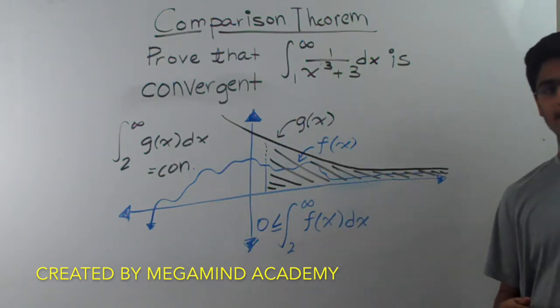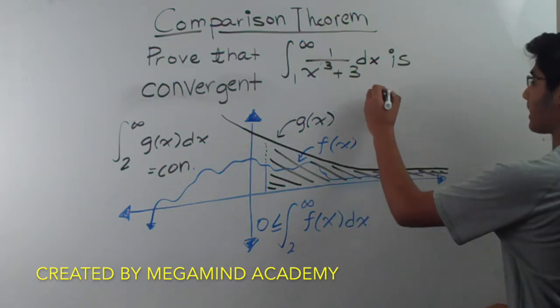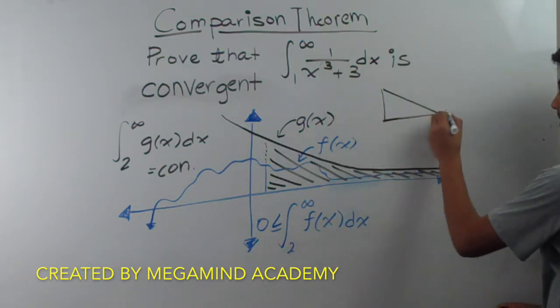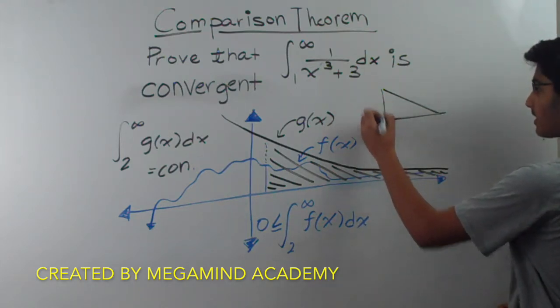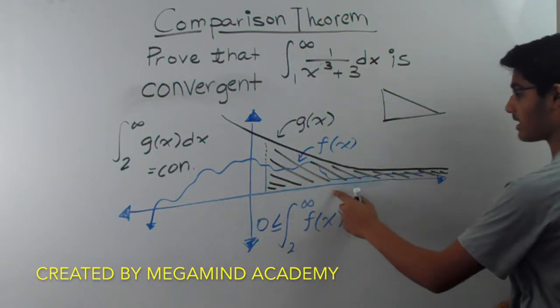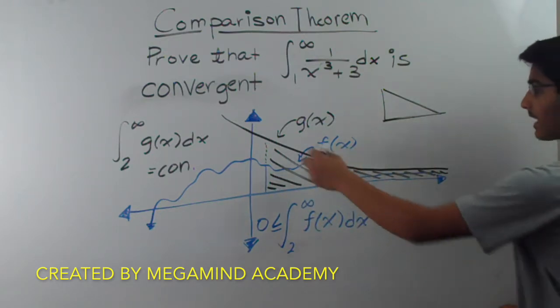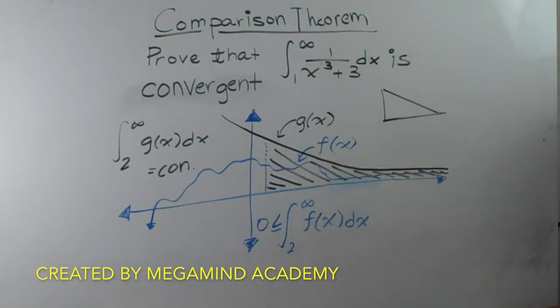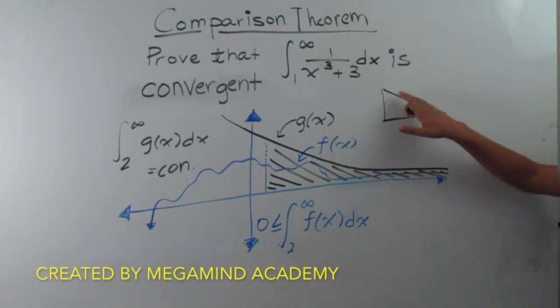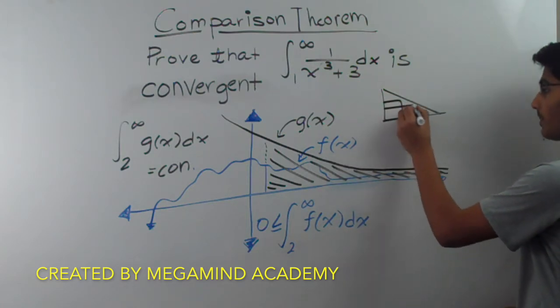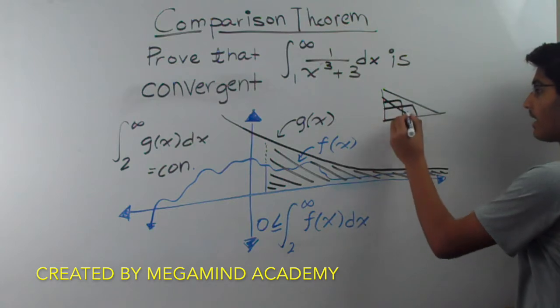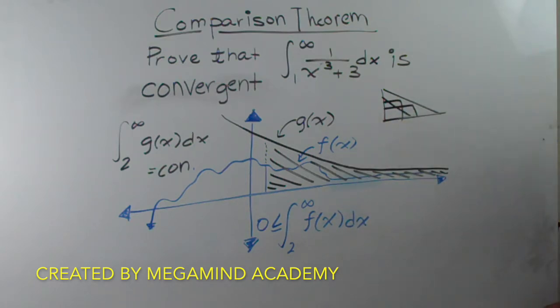And if we know that this shape has a finite area, so let's take this analogy, then we know that any other shape that has this side and also this side, and is smaller than the shape originally created by g of x, smaller than, let's say, this triangle here, any shape that you create within here, be it like this or like that, will have a finite area too. So that's how the comparison theorem works and why it is valid.